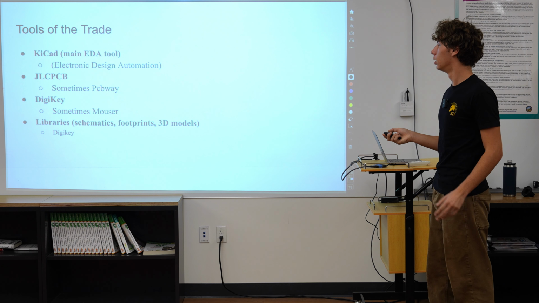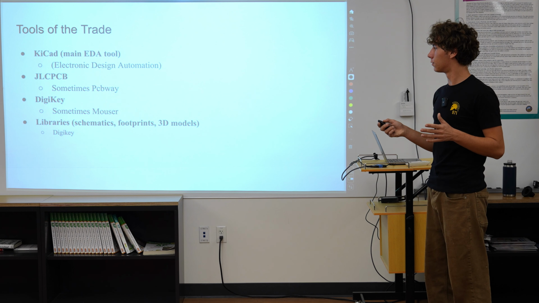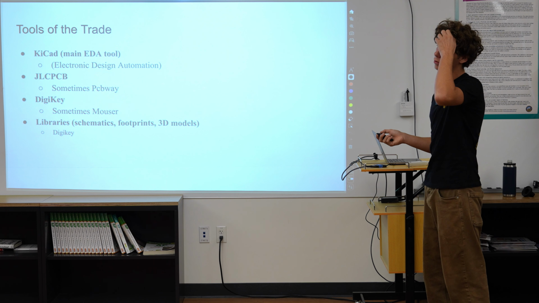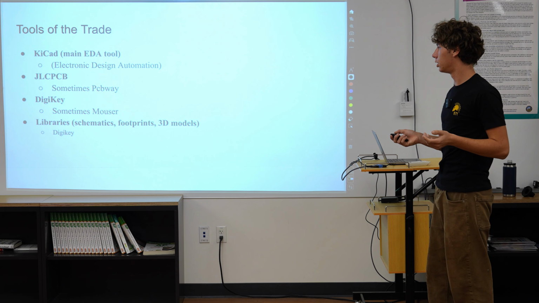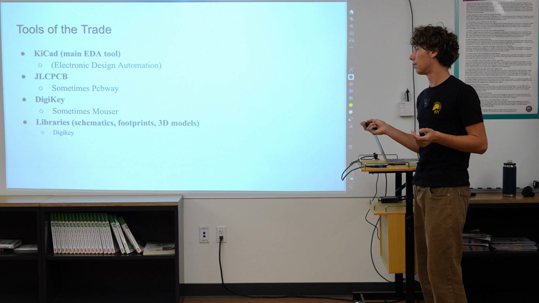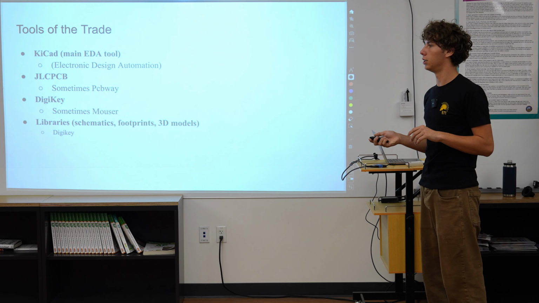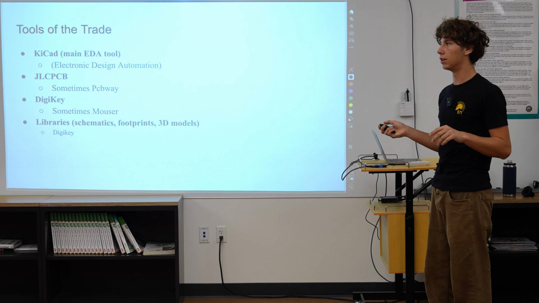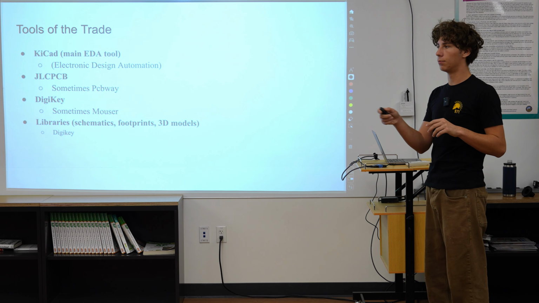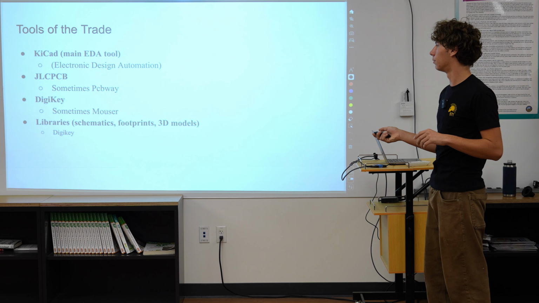From DigiKey, that's where we get most of our parts from, and then sometimes Mouser for electrolytic capacitors that we can't find on DigiKey. And then for libraries, schematics, footprints, 3D models, stuff like that, all those files, we basically solely get them from DigiKey. They have a really easy interface, so you just click on the bottom right corner for the part, and it'll give you all this stuff.